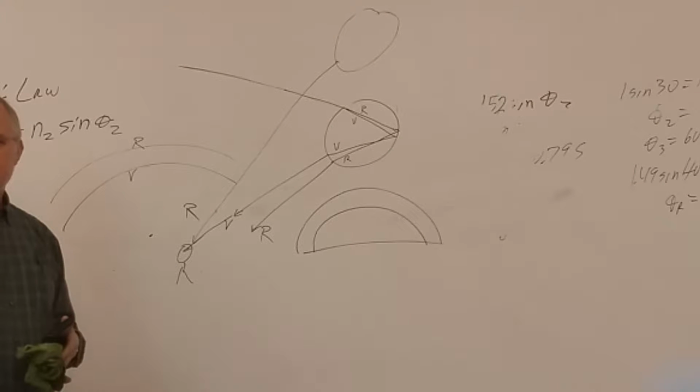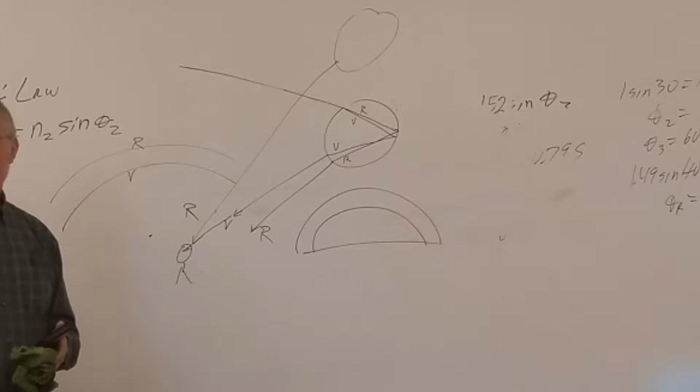Why can't you see the entire circle? The ground gets in the way. Can't see it. If you're up in an airplane, though, it is, at least theoretically, possible. It has been seen multiple times.